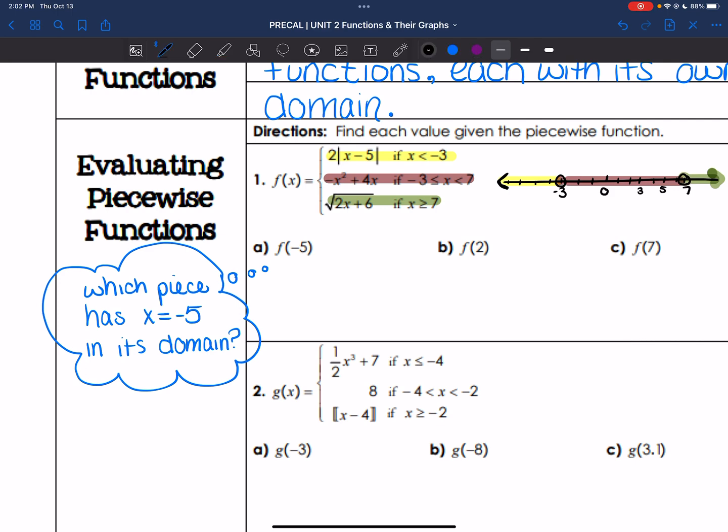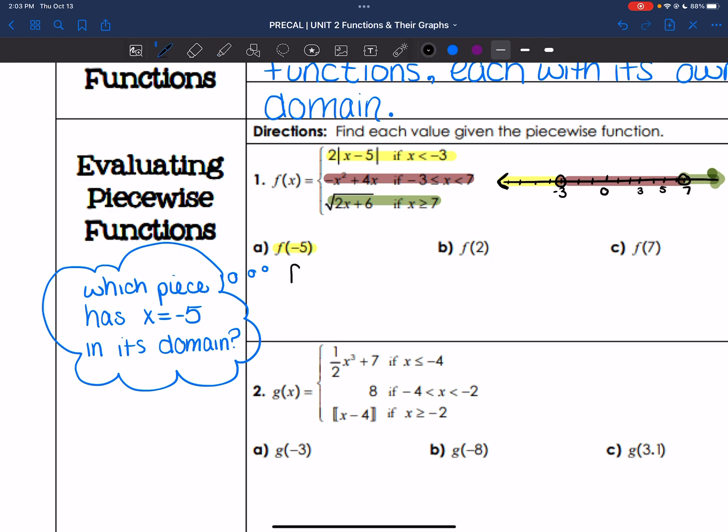So where are we going to be if we're talking about when f is -5? Which piece would we be in? The yellow, the red, or the green? Which piece includes x values that are going to include -5? Well, ladies and gentlemen, that would be this yellow section. We want to look at the yellow piece of our function and evaluate that.